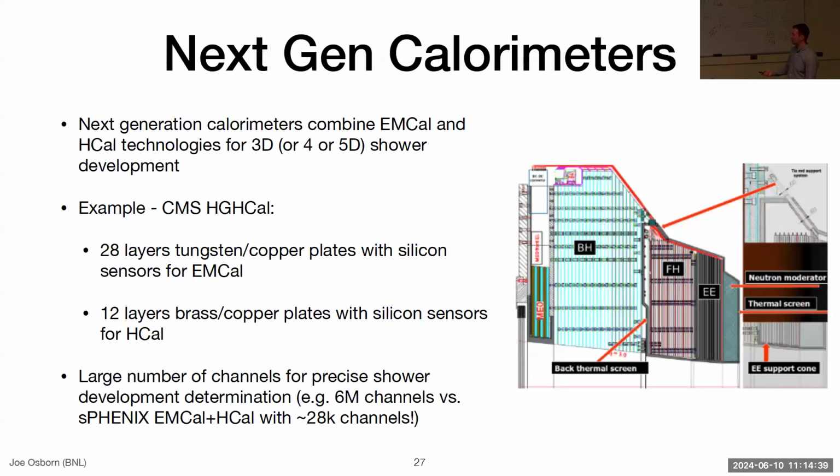So the HGCal has 28 layers of tungsten copper plates with some silicon sensors for the EMCal component, and then 12 layers of brass and copper plates with some silicon sensors for the HCal component. I'm not personally an expert in the HGCal, but what I want to highlight, which I think is quite phenomenal, is the large number of channels that are required for this precise shower development determination. The number of channels in your detector is effectively directly related to how precisely you'll be able to measure the output shower, whatever you're measuring. And the HGCal has 6 million channels versus the sPHENIX EMCal and HCal, which has 28,000. This is 2 orders of magnitude larger in terms of channel count, which really tells you how complex of a machine it will be and how much more precise it is than some other calorimeters that are on the market.